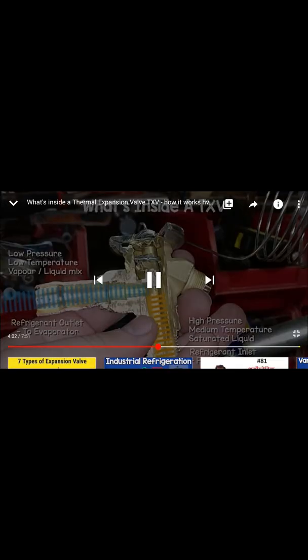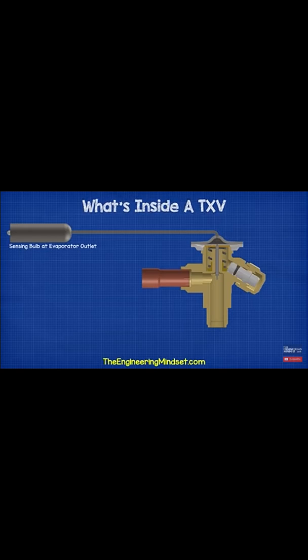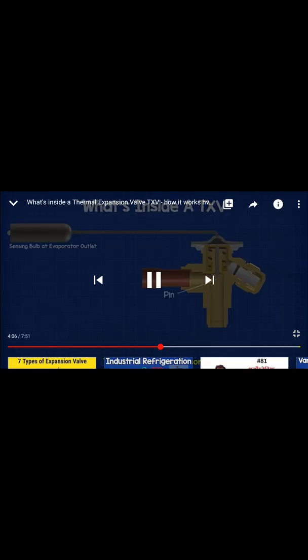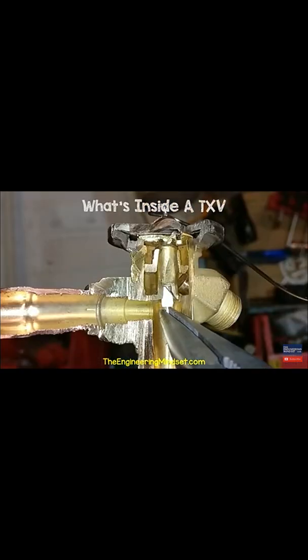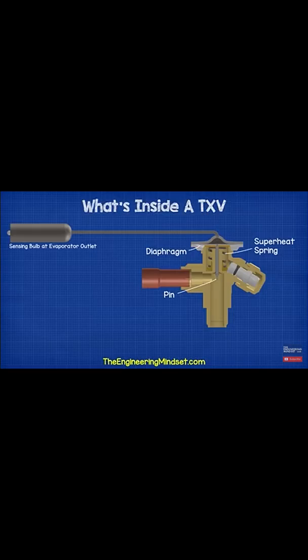So what's causing the change in pressure, temperature, phase, and also controlling the flow of refrigerant? Well, we can see this small pin here. This is connected to the diaphragm up in the power head. The diaphragm is a thin sheet of flexible metal. As the diaphragm moves up and down, it causes the pin to move up and down also. Underneath the diaphragm, we have a spring which is pushing up against the diaphragm.